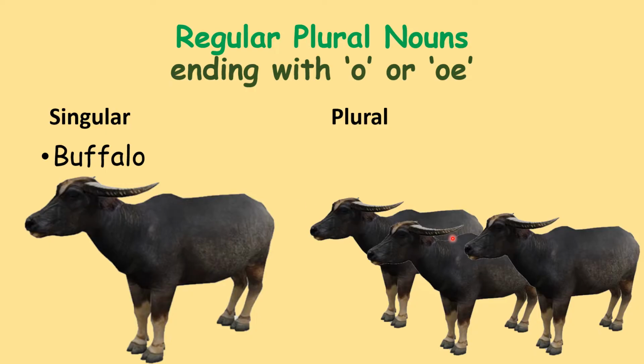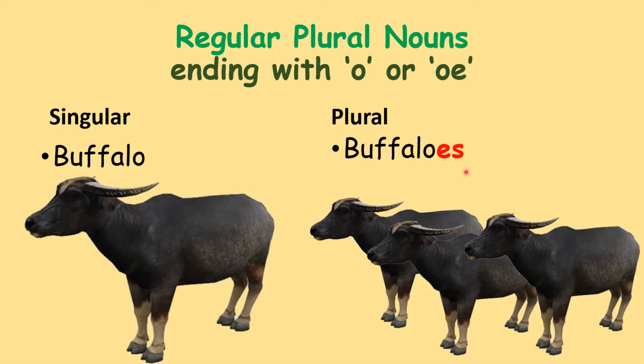For example, here we have three of the same buffaloes. So, what is the plural word for buffalo? Remember, the word buffalo ends with the letter O. So, if it ends with the letter O, the plural word will become buffaloes. Repeat after me. Buffaloes.